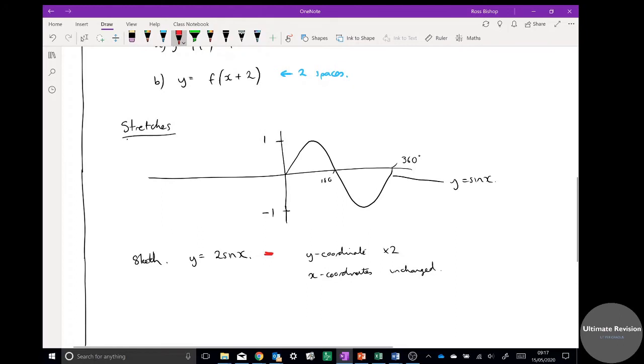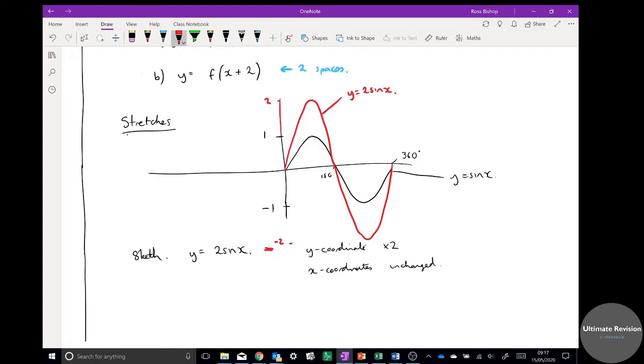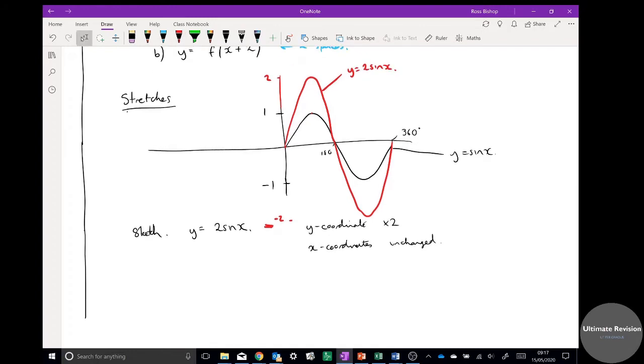Now what this does to the graph is, well, the y coordinate there is 0, so that's not going to change because 0 times anything is 0. But here the y coordinate's 1, so it's going to shift up. The x coordinate stays where it is. Again, 0, it's not going to change. Here it's going to shift down. And there you go. So all the y coordinates have doubled. It's now going to vary between -2 and 2. But the x coordinates, crucially, haven't changed at all. So that would be y equals 2 sin x, and it is stretched in the y direction.